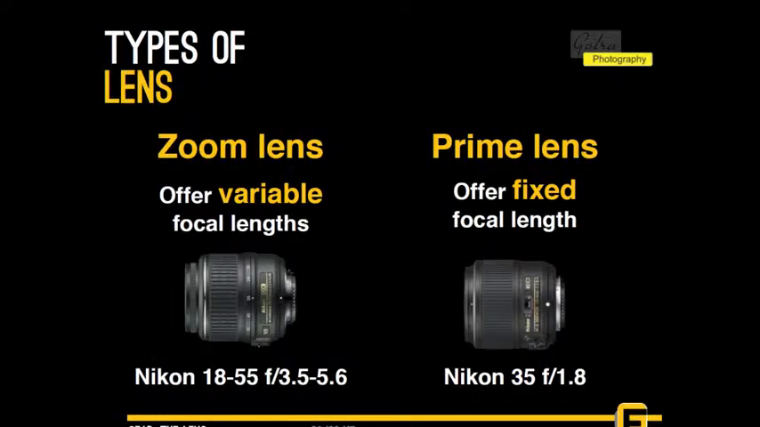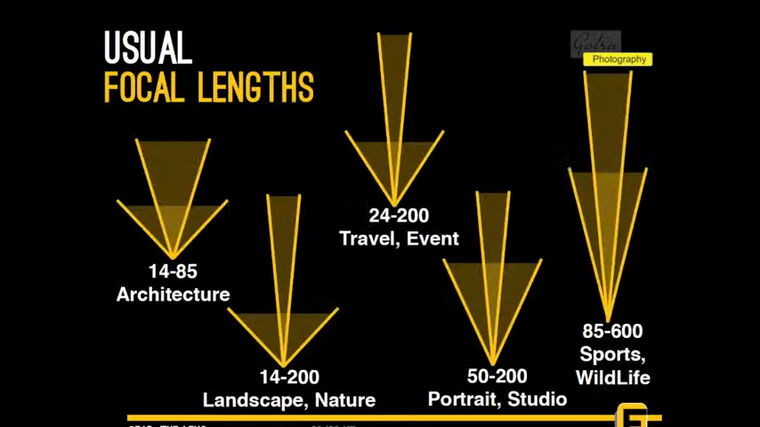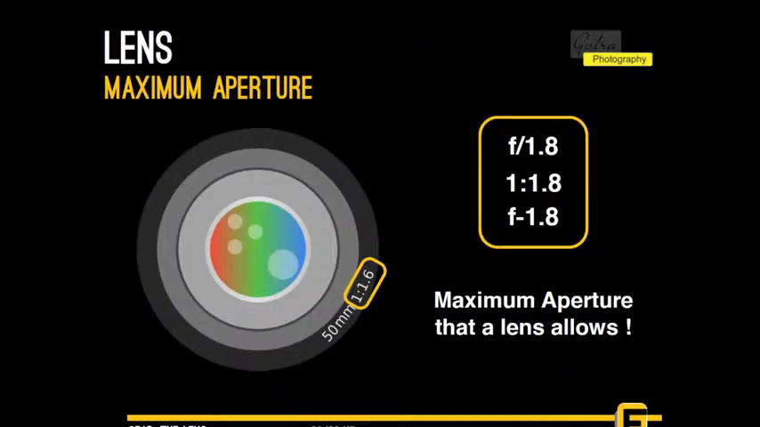Now this is a zoom lens, and this is a prime lens. A prime lens offers a fixed focal length, and this offers a variable focal length. You can see there is a focal length, just like I was showing you on my camera, but there is no focal length over here, so I cannot do any kind of field of view change.